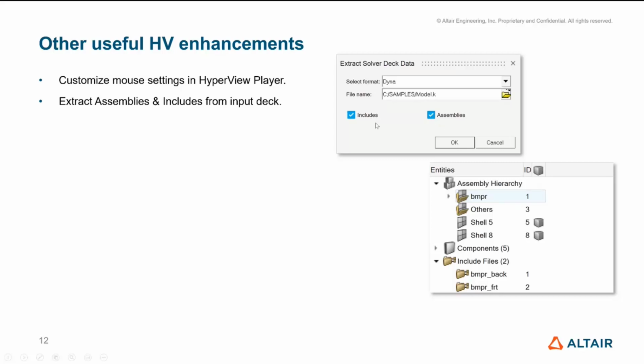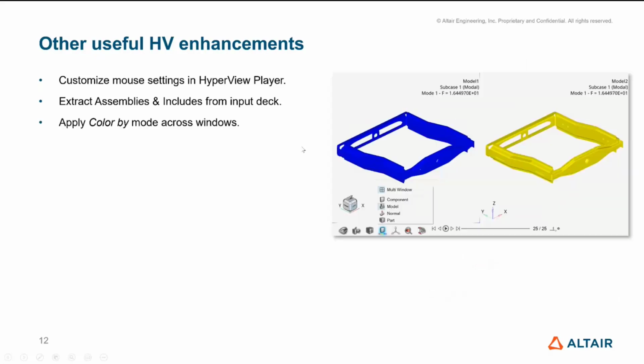So it's going to look for the necessary metadata in the file and then create the browser hierarchy, extract this information and put it in the browser. So this is quite a useful tool. We have had it for quite a few releases, but the main enhancement we have done in this release is to add the option to extract includes also from the input deck.